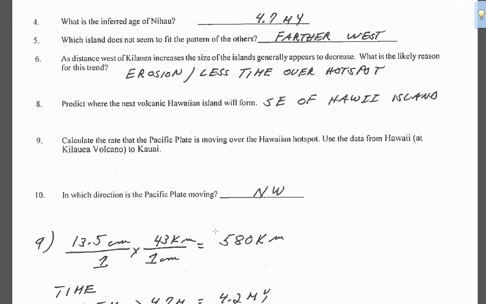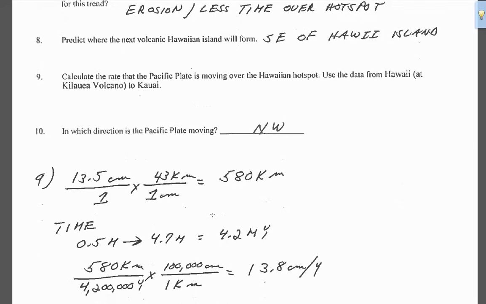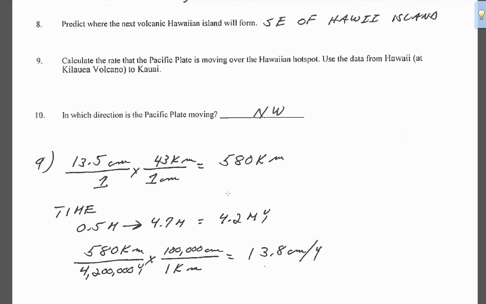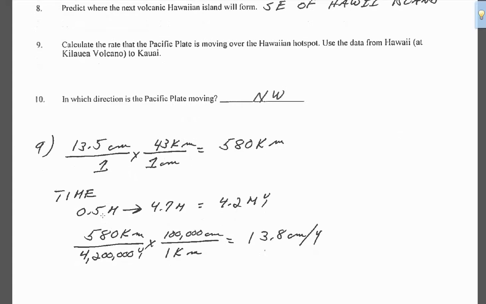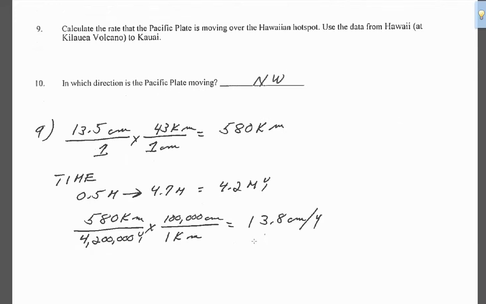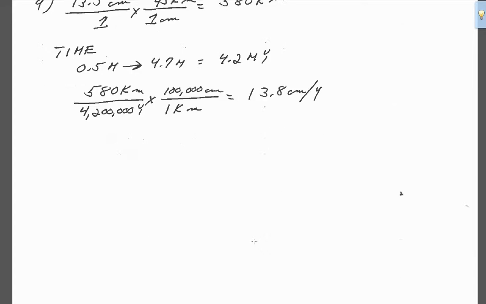Calculate the rate. As we use the data, and number 9 I did down here for you. Very similar to the problem you did earlier. 13.5 centimeters, 43 kilometers per centimeter is 580 kilometers. The time difference between the two was 4.2 million years, and about 13.8 centimeters per year. And we've done several problems like that in class.